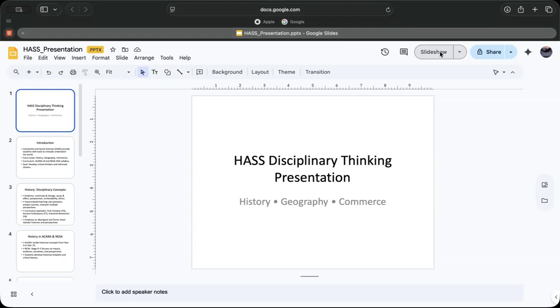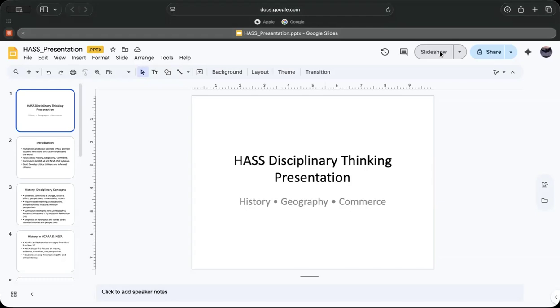Overlaps between history, geography, and commerce. History, geography, and commerce all offer different lenses for understanding the world, but they interconnect in powerful ways. History provides context for how economic systems, legal structures, and societies developed. Geography shows how people and resources are distributed and interconnected globally. Commerce gives the tools to understand and navigate these systems in our daily life.